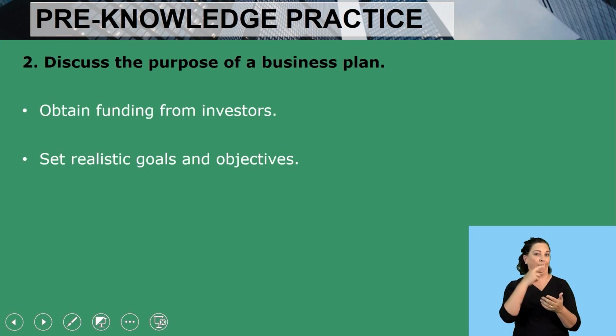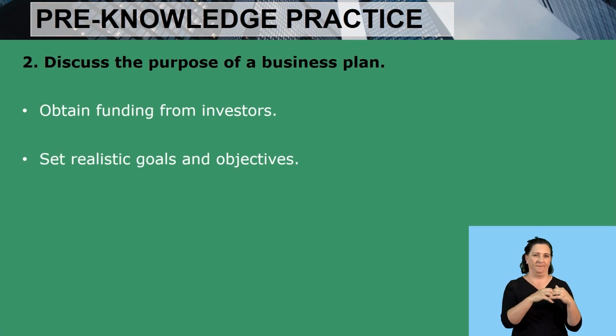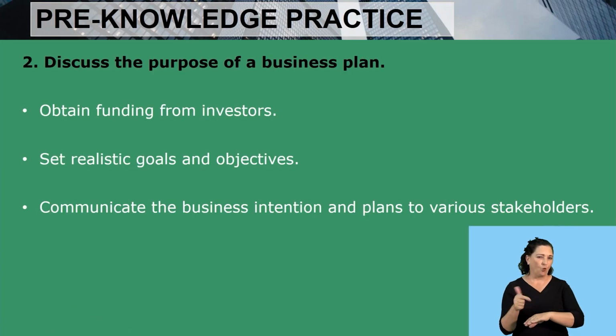Set realistic goals and objectives. Another purpose of a business plan is to set realistic, achievable goals and objectives that we want to achieve as a business, as we want to start this particular business. Communicate the business intention and plans to various stakeholders. Another purpose of a business plan is for us to communicate our intentions, what it is that we are aiming to achieve with this particular business that we are starting, to various stakeholders, be it our customers, our investors, or even the staff as well.